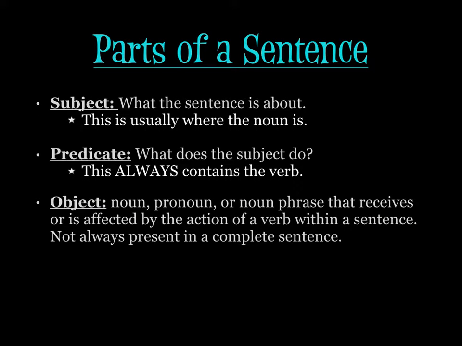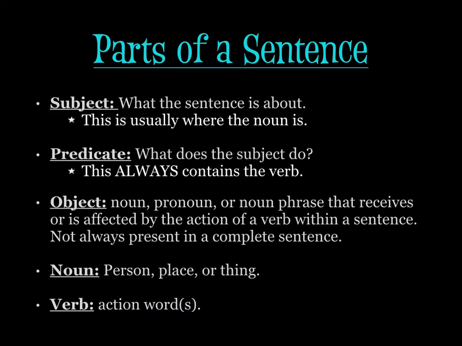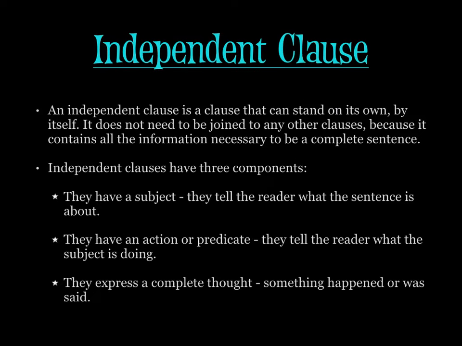Oftentimes, sentences will have an object. Objects can be nouns, pronouns, or noun phrases that receive or are affected by the action of the verb in the sentence. You don't need an object in every sentence to have a complete sentence, but oftentimes they are present. So remember, noun, person, place, or thing, and a verb is an action word. So now we're going to break down parts of complex sentences.